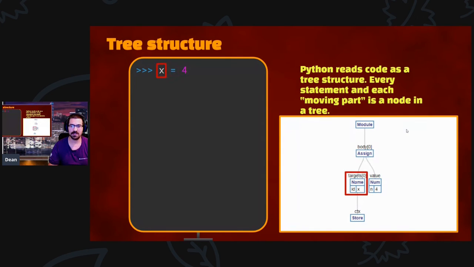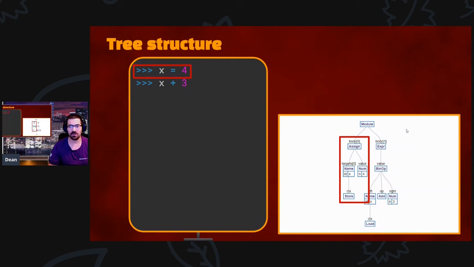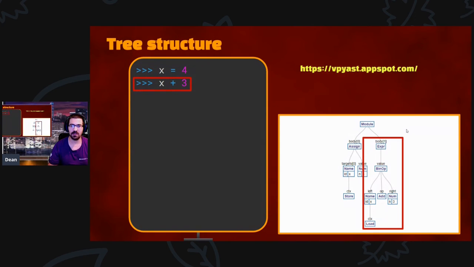Now, which parts does the assign statement have? It has targets and value. So the target is x here with ID that's called x, and then the value is 4 with n equals 4. It's a constant with the value of 4. And then eventually it gets to the line end and it says, okay, store this. Store 4 inside x. And if we have 2 lines, you get basically a more complex tree. So the first line is this, and the second line is this. And you can visualize any Python code with this website that's on top.